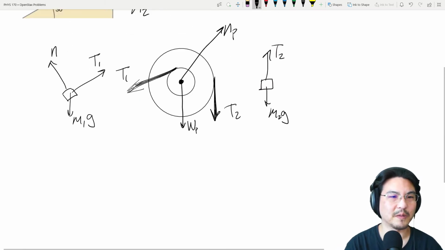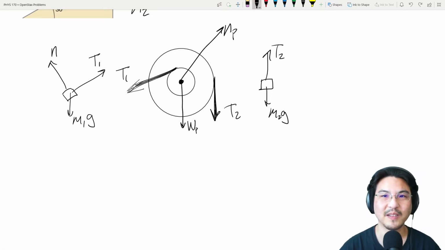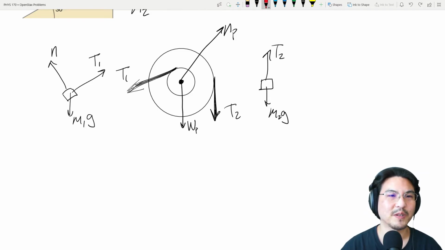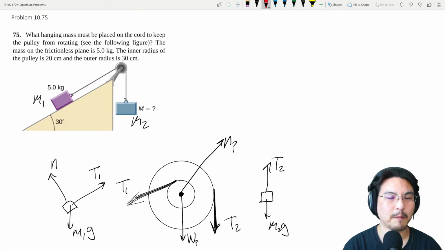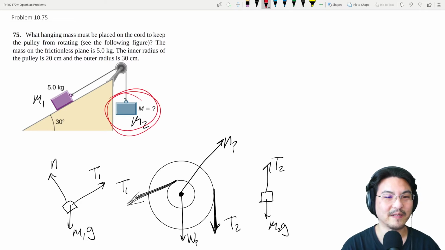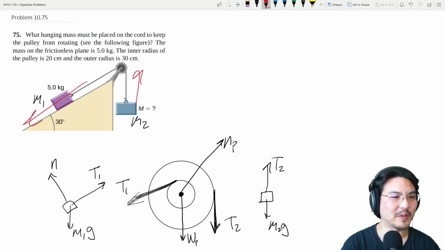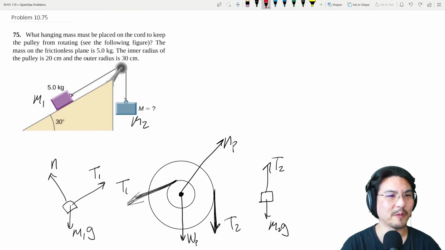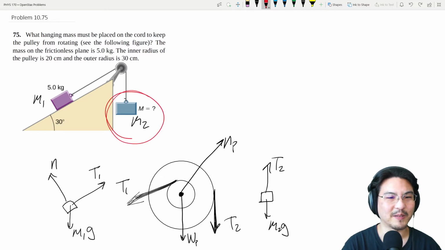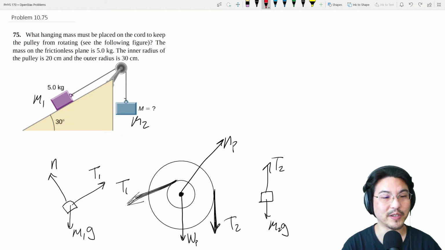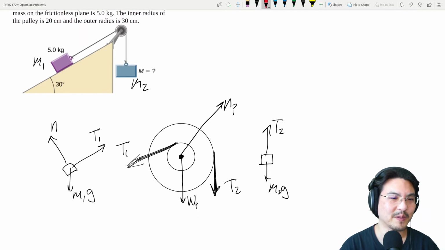Okay, so let's go for this one. Oh, let's pick coordinates. So I'm not sure if this block were heavy, then it will go this way, and then this block will go up the ramp. If this block were sufficiently low in mass, then it will go up, and this one will go down. But if it's just the right mass, then it'll keep the pulley from rotating. So that's what we're looking for, to prevent any motion. So it doesn't really matter which way I pick coordinates. Let's say if I pick like this.